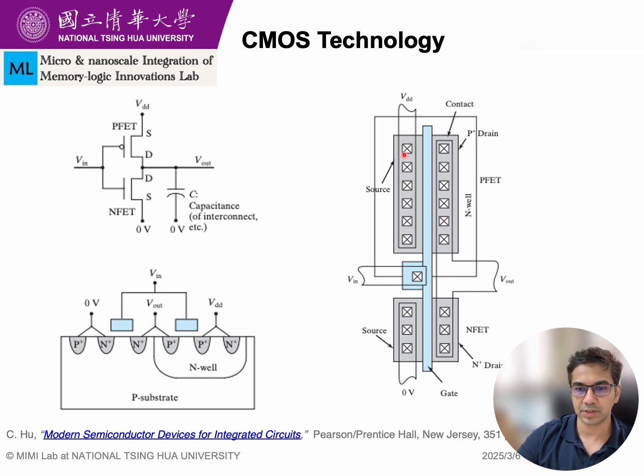Now if you see on the right hand side, it shows the layout. You can see that the N well is in the P substrate. So we have to create an N well inside the P substrate where the PFET is located. This is necessary because the PFET requires an N-type region, and we also need to have these contacts. They represent the connection to the metal layers, and the metal layers are used to route signals and power.